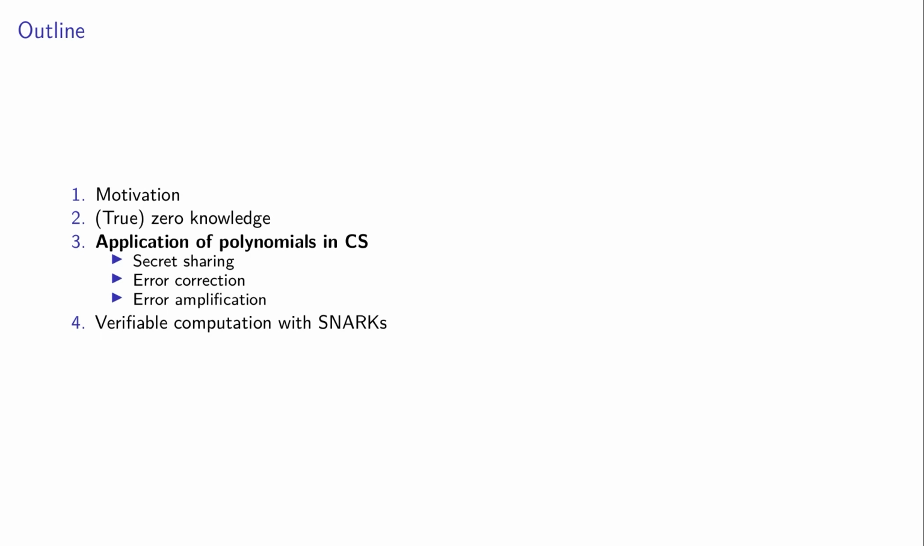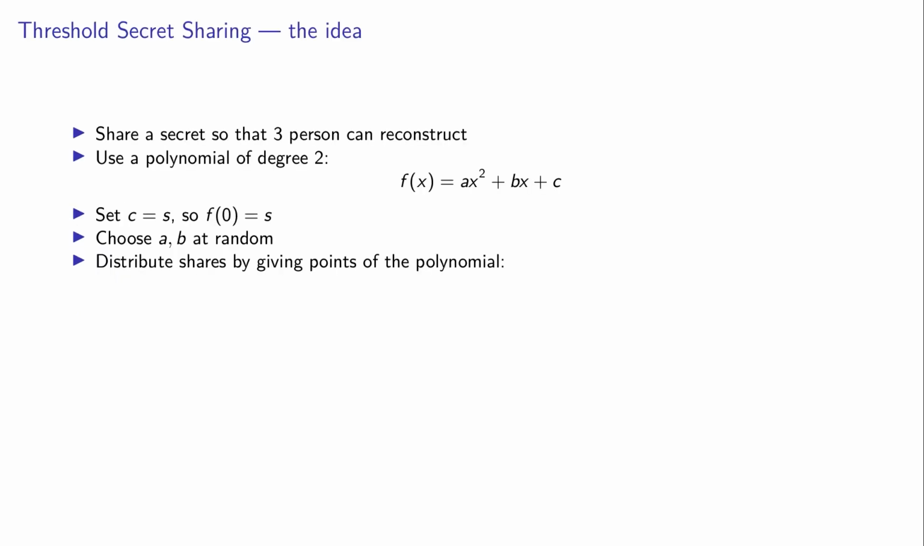So the first protocol I want to discuss with you is called secret sharing, in which we have threshold secret sharing, meaning that there is a quorum of, let's say, 3 persons that can reconstruct a secret. So we will divide the secret among, let's say, 5 persons, so that any subset of 3 persons can reconstruct the secret.